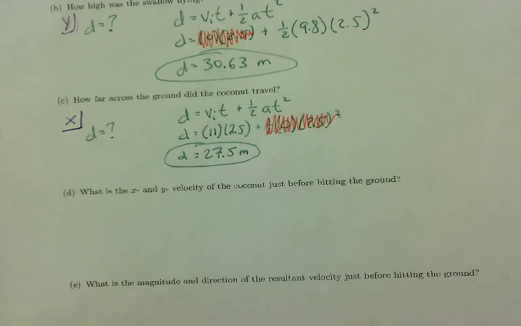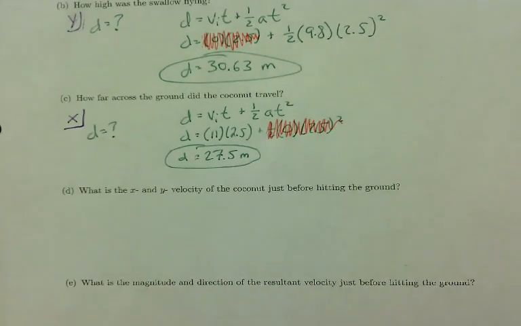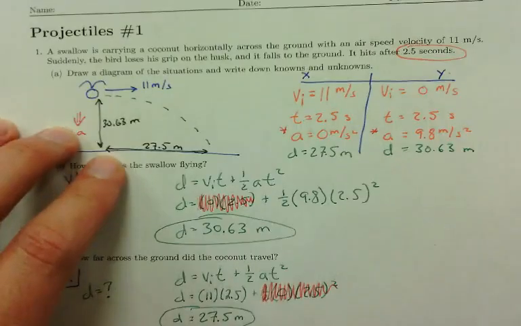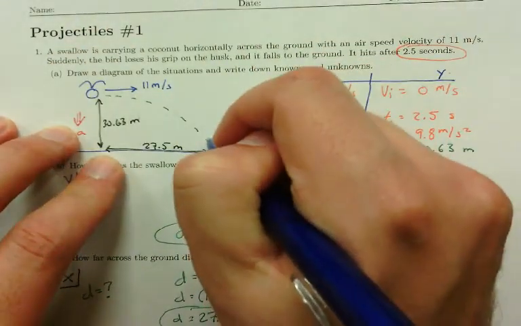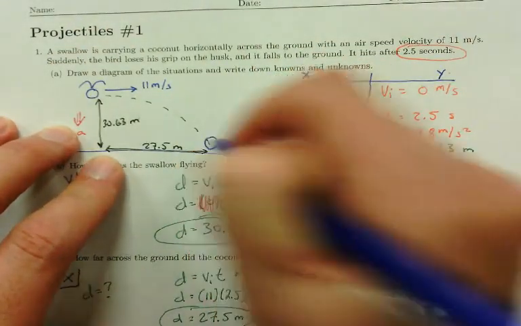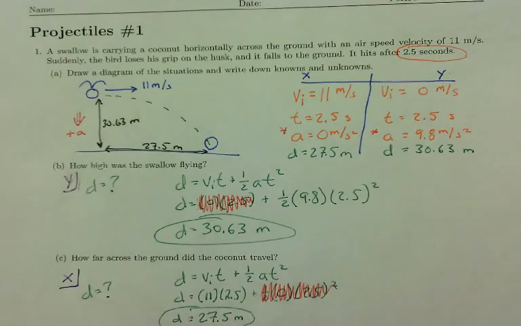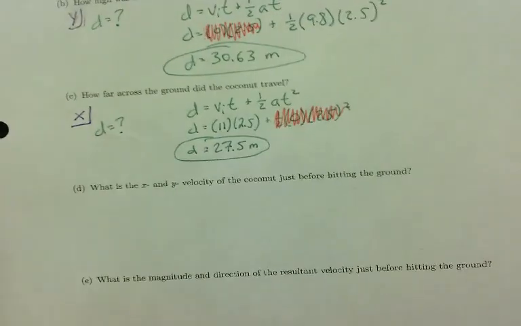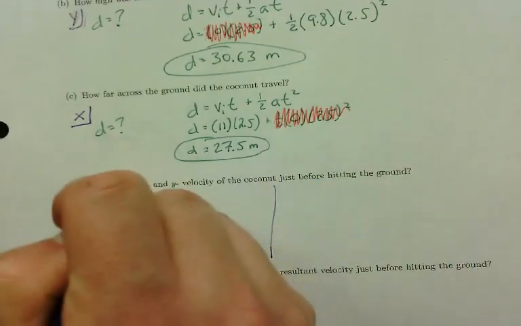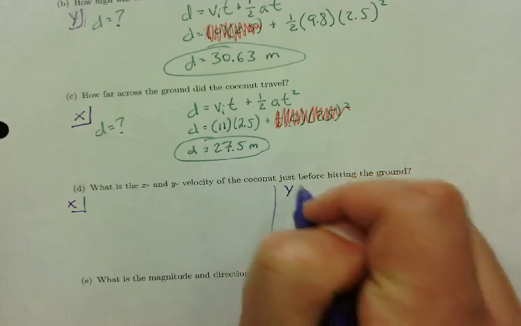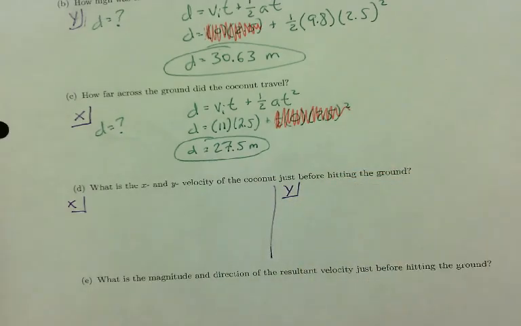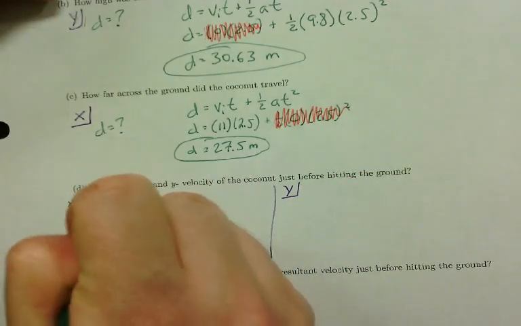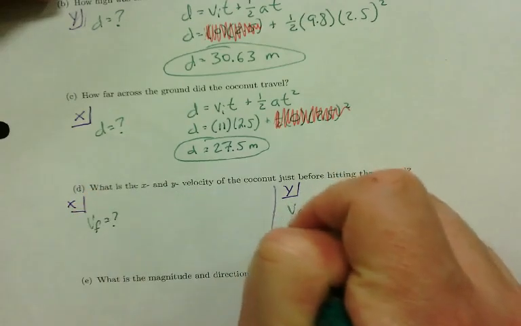All right, part D. What is the x and the y velocity of the coconut just before hitting the ground? So now we're going to let this coconut fall until it's right here. And the moment before it hits the ground, what is the x and the y velocity? So these are at the final, right? And it's kind of asking two different questions here. So I'm going to divide this in half. I have an x question and a y question. What is the final velocity here? What is the final velocity here?